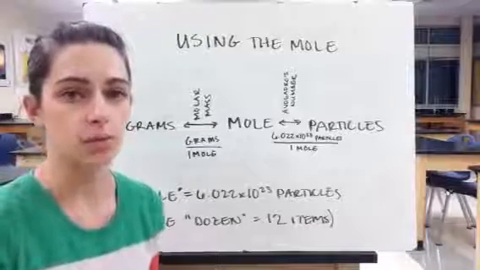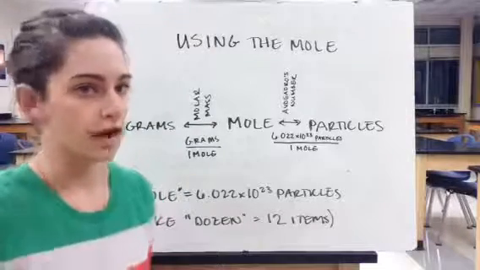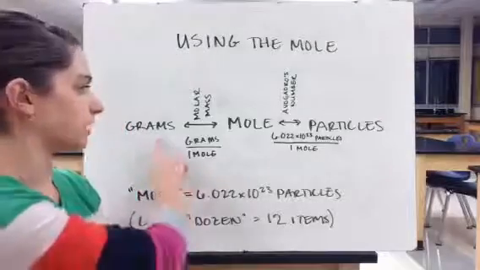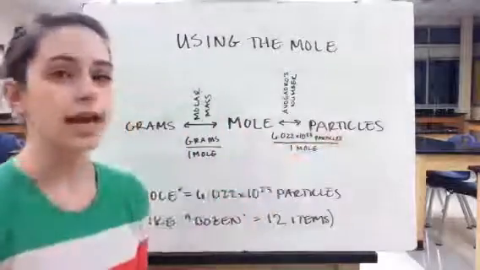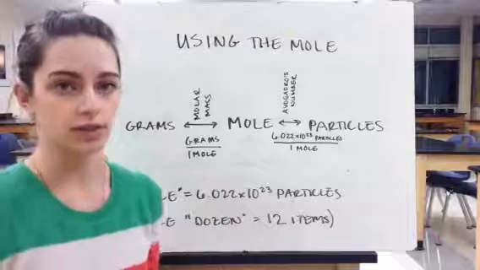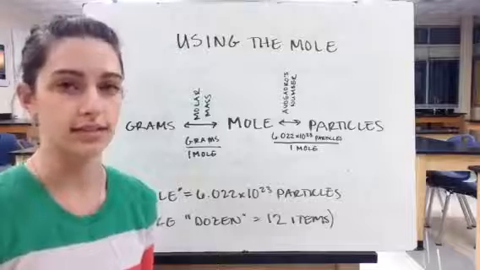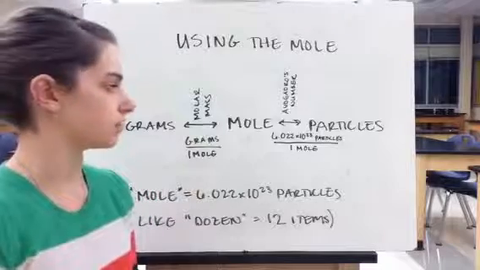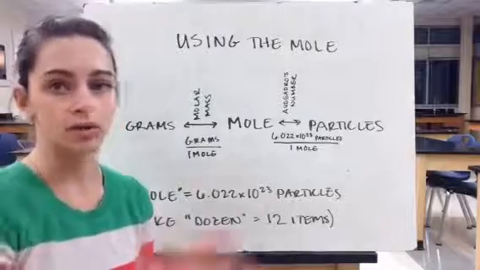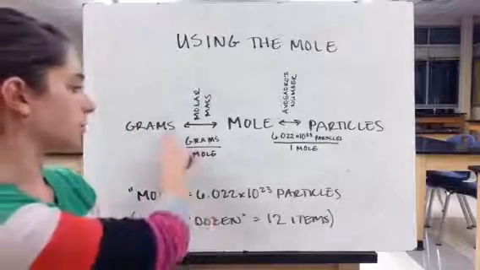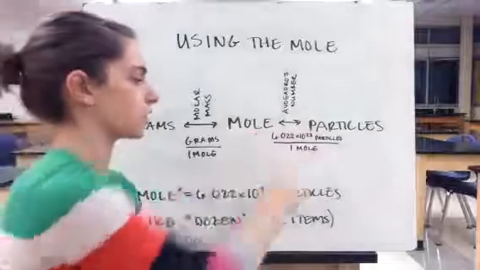So now that we've learned what a mole is, we need to think about why it matters. How are we going to use it? Well, you can use a mole to convert between grams and particles. You can't compare grams of two different substances because we know that the individual atoms have different masses. However, if you convert to moles, you can compare moles of all different kinds of compounds. So we need to learn how to convert between grams, moles, and particles.